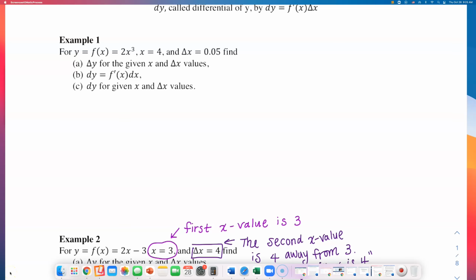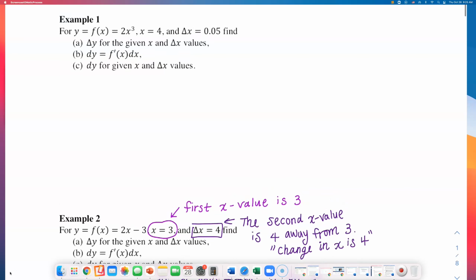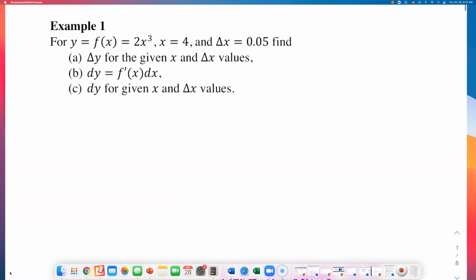This is, for example, number 1 in section 3.6. I've been kind of recording backward. That's why you see the writing for example 2. But in this example, we have our function y equals f of x equals 2 times x to the third power. And they tell us that, hey, x is 4. So I think you're fine with that.